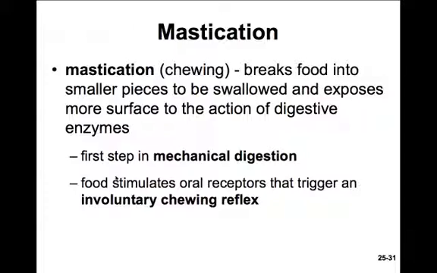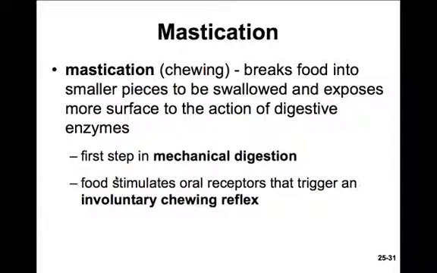So teeth are used in the process of mastication or chewing. Mastication is again breaking food into smaller pieces so that the enzymes of digestion can access it more easily. Mastication involves both mechanical and chemical digestion. Food is going to stimulate receptors in the mouth that trigger an involuntary chewing reflex. In addition to that, things like the smell and the sight can also stimulate the salivary reflex.